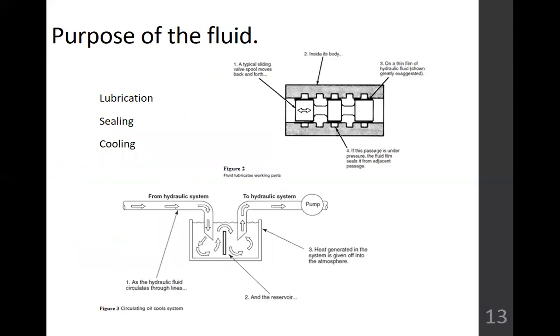Purpose of the fluid. Here, we have lubrication, sealing, and cooling. This is the lubrication. Check. This one is the cooling coil. The fluid lubricates working parts. The circulating oil cools the system. Here is the shading.